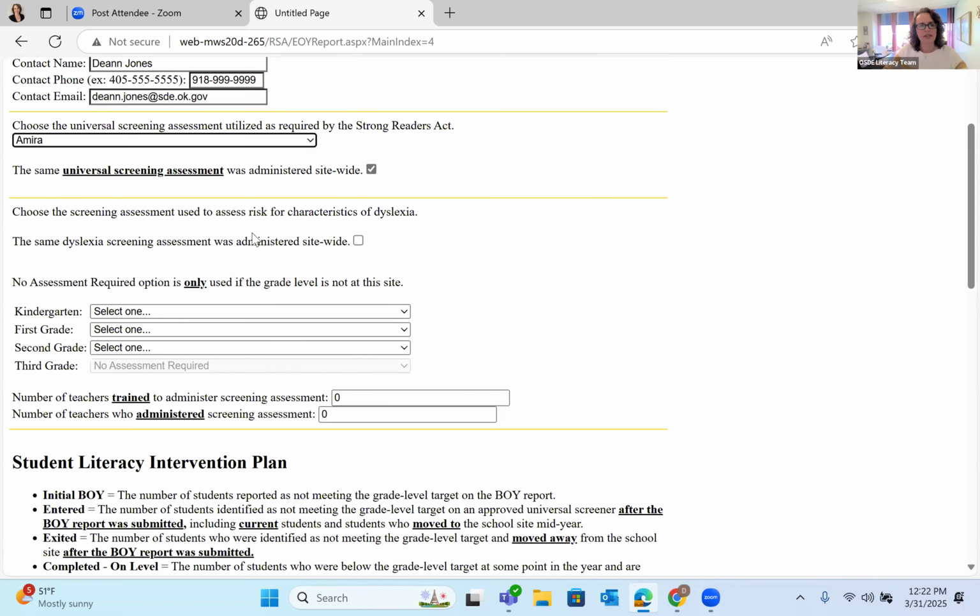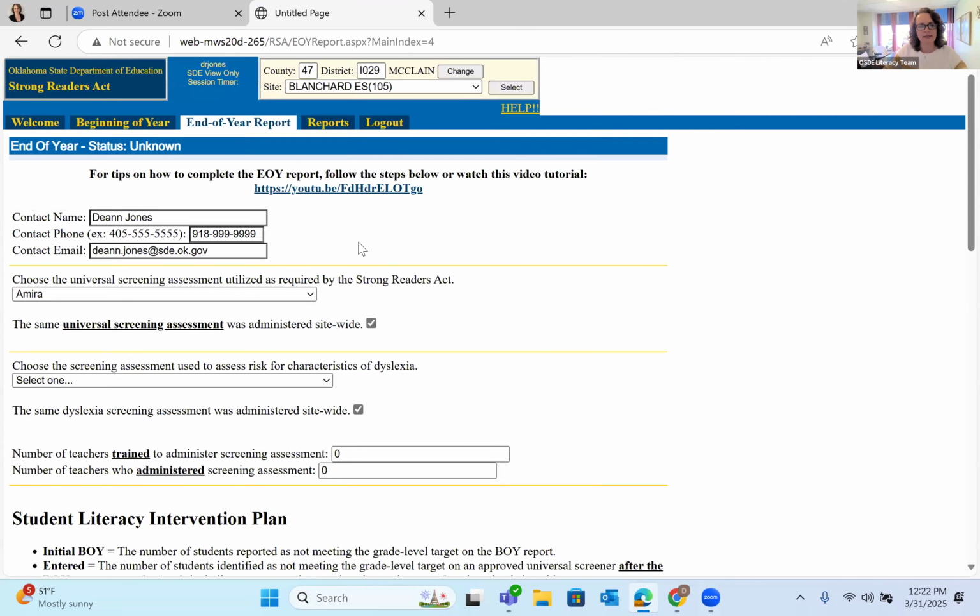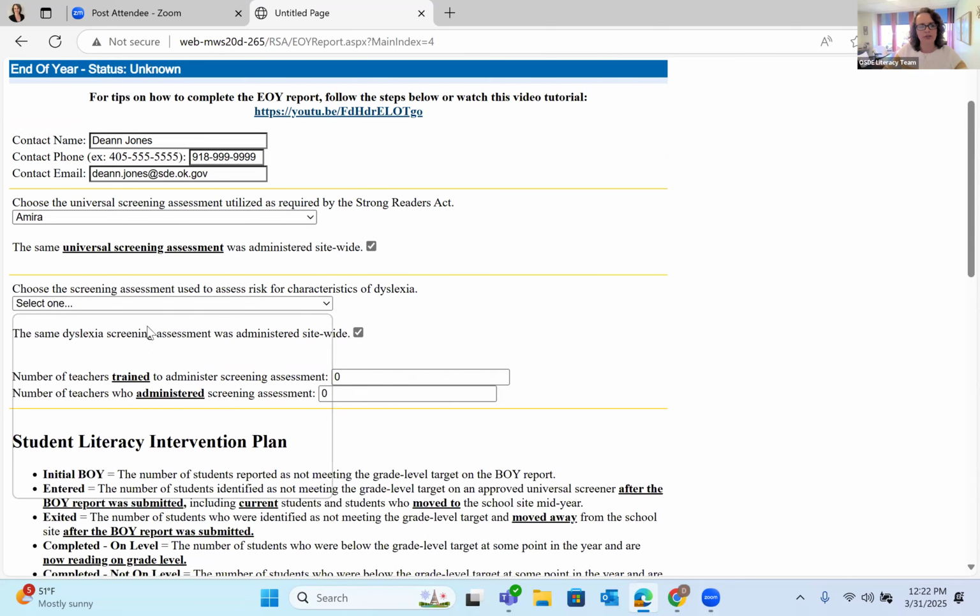Same thing on the next one. If I am using the same screener for characteristics of dyslexia site-wide, I would just click this, and then I would only have to go enter it one time that I'm using Amira site-wide.